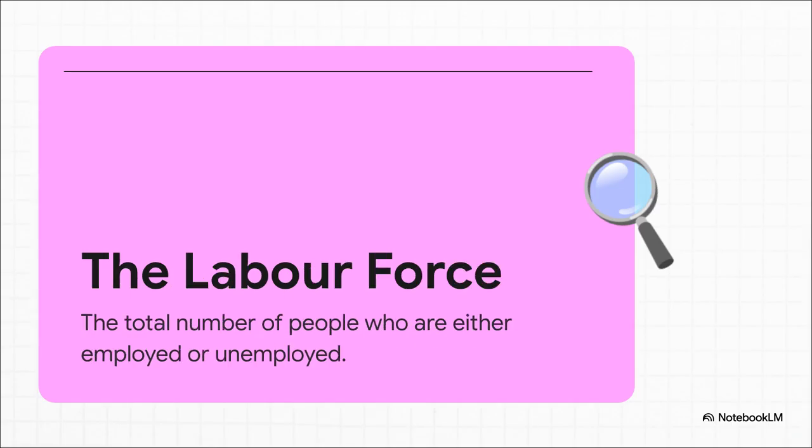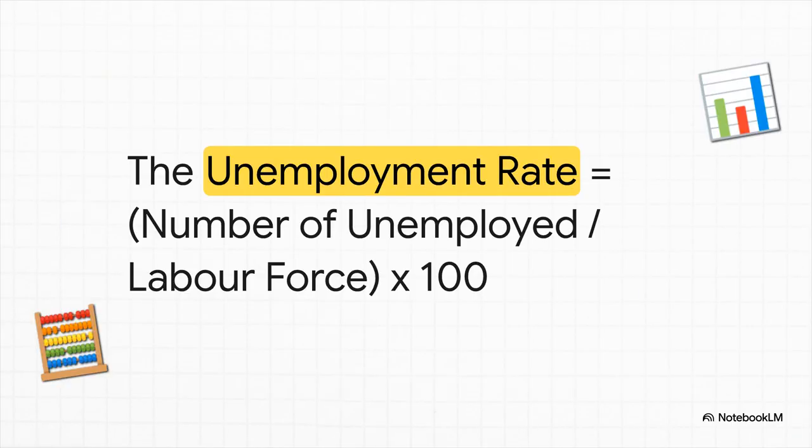Okay, so you take that group of people who fit the official unemployed definition, and you add them to everyone who is working. Together, that whole group is what economists call the labor force. It's basically the entire pool of people who are either working or trying to find work. And this is where that headline number comes from. The math is pretty straightforward, actually.